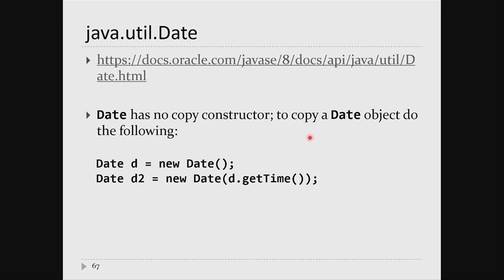Instead, you have to use this weird method called getTime. So if you want to copy d, you have to ask for d's time. That just returns some time. It's a long value, the number of milliseconds, I think, since January 1, 1970, or something like that. So you get some number here, and then you can pass that to the constructor, and that will make a Date object that's the same as d. So it's not as simple as just passing in d.